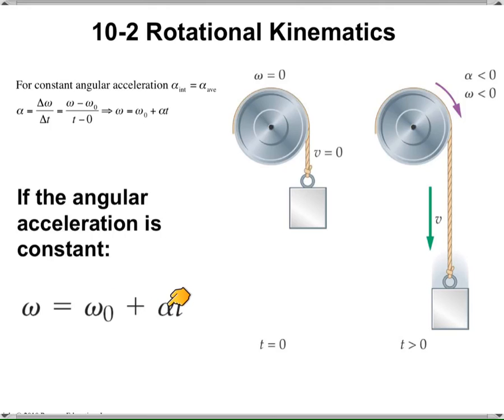This change in the angular velocity, the angular acceleration alpha, happens because the speed of the rotating wheel is always increasing as the object falls down. Okay, so this is the kinematics of the angular velocity for a constantly changing angular speed.